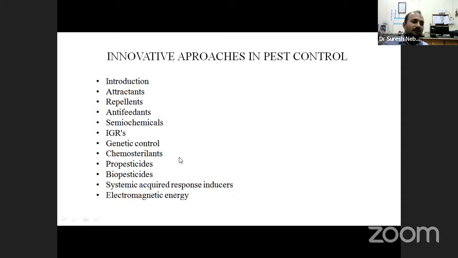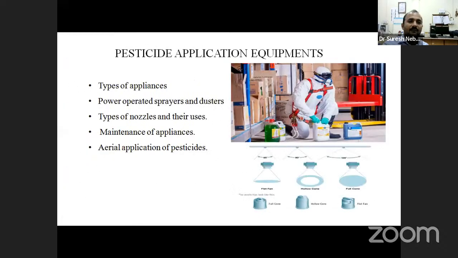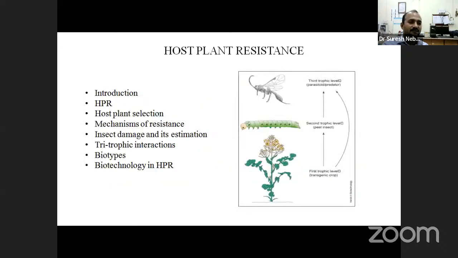Just one thing I have missed here, in your types of appliances. Here you can write down electrodyn sprayer, and another one is controlled droplet applicator. Electrodyn sprayer and controlled droplet applicator. You just find out, if you are getting information, okay. Otherwise, through your teacher, you just ask me, I will provide information.